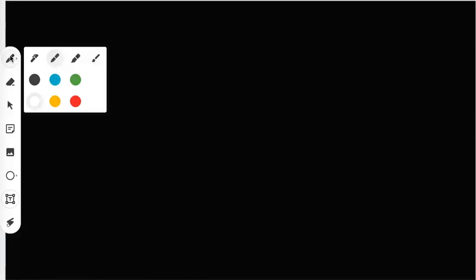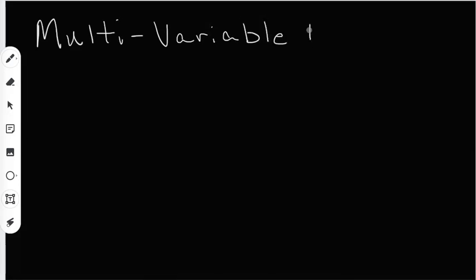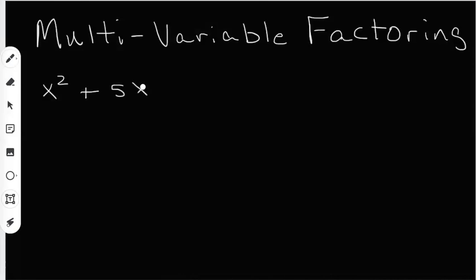All right, so today I wanted to teach how to do multivariable factoring. So what multivariable factoring means is that you are going to have more than one variable. So in previous questions, you may have been asked to factor something like x squared plus 5x plus 6, something that is only in one variable, right? X. When we do multivariable factoring, though, we have more than one variable.